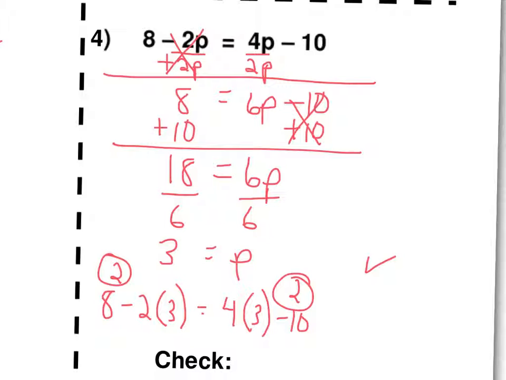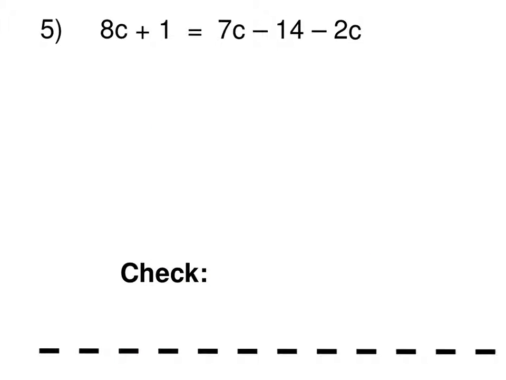All right, let's do some more problems. All right, here's number 5. Again, I think we have 7 of these. So look at this problem. Notice that on the right-hand side we have 7c and negative 2c. Before we can do anything, we really need to combine like terms.